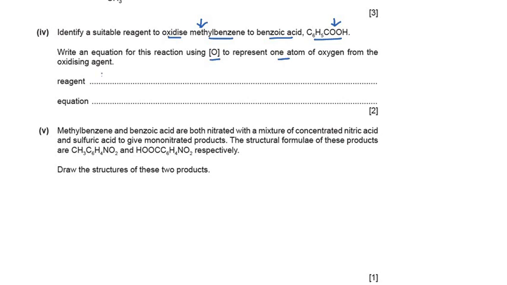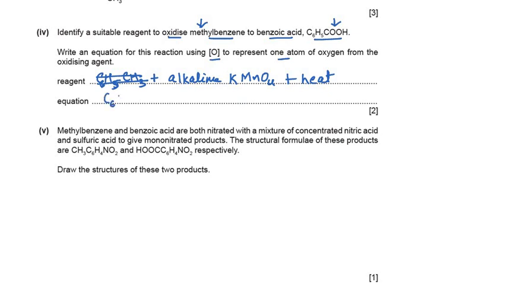Now the oxidizing agent to oxidize the methyl group of C6H5CH3 is alkaline KMnO4. So the equation has to be written down. Here we have to write alkaline KMnO4 plus heat. That is required. That's the reagent and the conditions required.